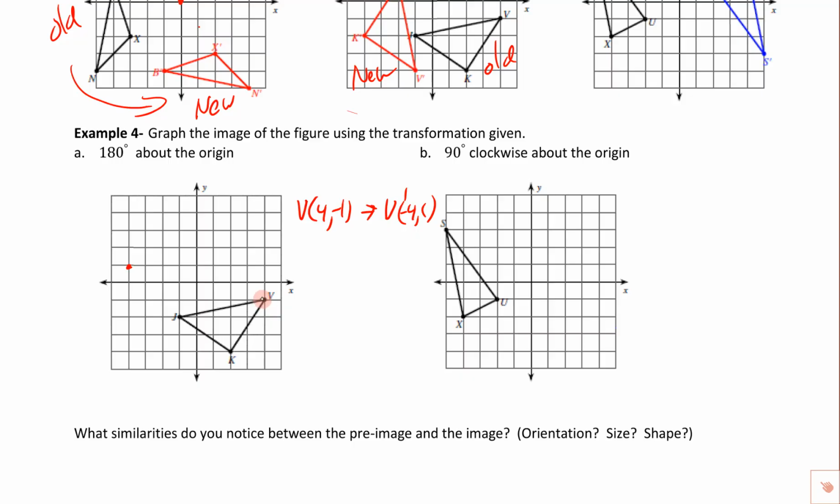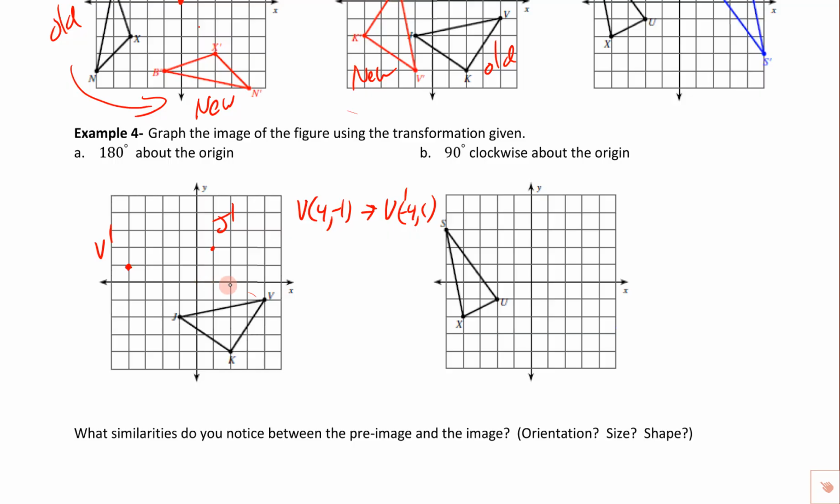So let's go right through here. So we go over 4 and down 1. Instead of going over 4 and down 1, we're going to go back 4 and up 1. So there's going to be V prime. Okay, instead of going left 1 and down 2, we're going to go right 1 and up 2. So notice we're always drawing a line through the origin. It's kind of just like using those slope points. So this would be J prime.